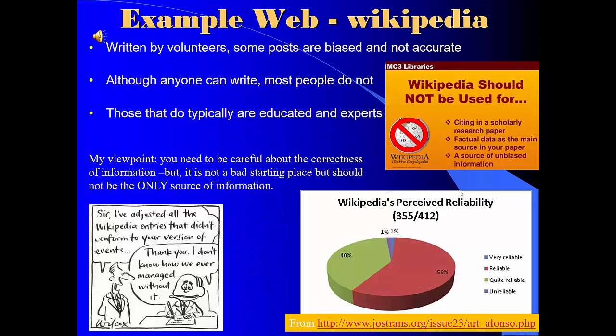An example that's often talked about with regards to information on the web is Wikipedia, a very popular website that was actually written early on by volunteers. Some of its posts can be biased and not accurate.